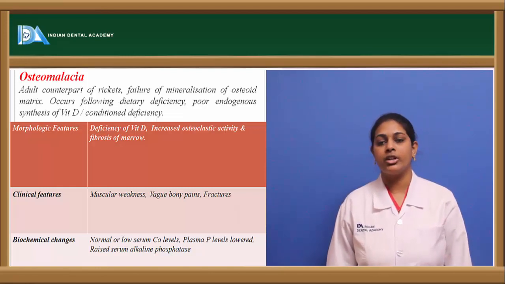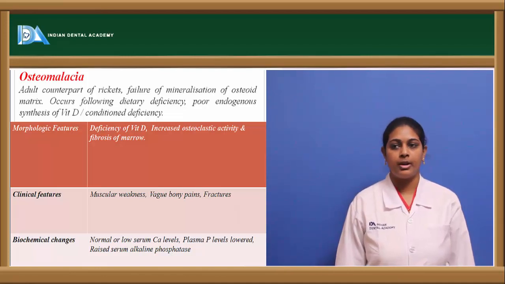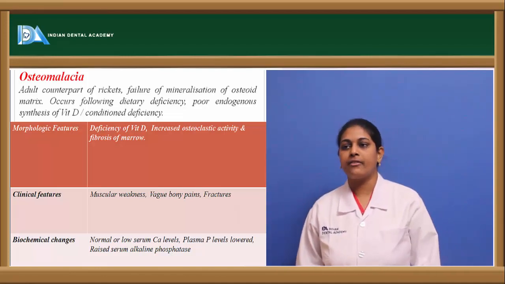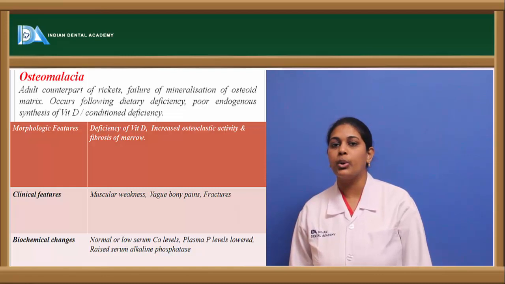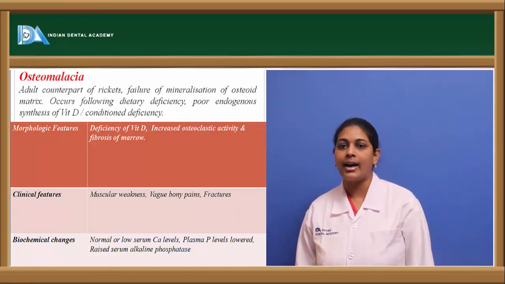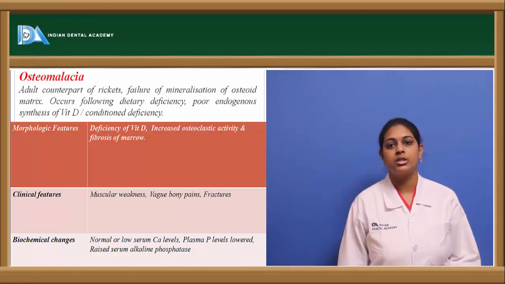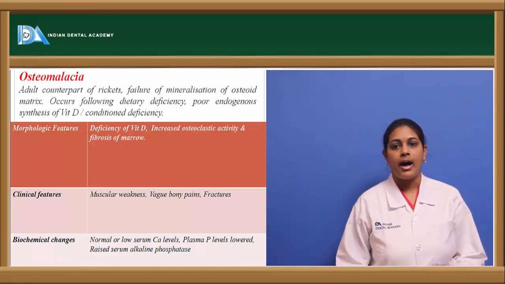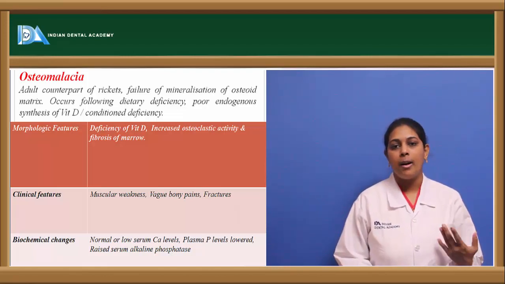Coming to the morphological features, what we observe in this vitamin D deficiency osteomalacia is that there's deficiency of vitamin D and the osteoid matrix laid down fails to get mineralized, as already explained. Microscopically, when we see the bone in osteomalacia, we see widened and thickened osteoid seams. There's also decreased mineralization at the borders between the osteoid and the bone. This is followed by increased osteoclastic activity, and fibrosis of the marrow can also be seen.